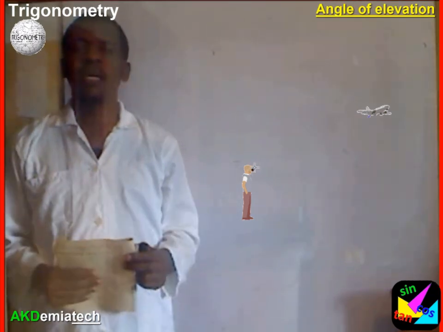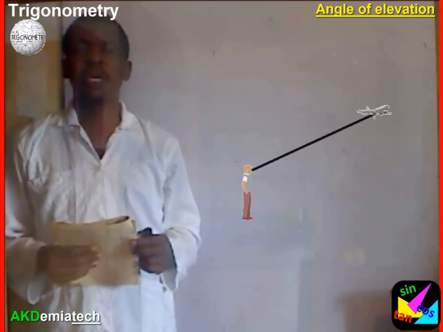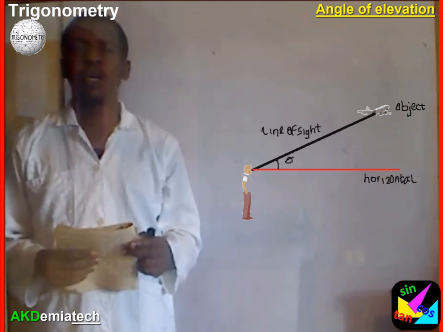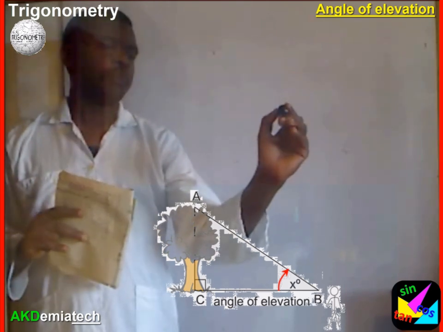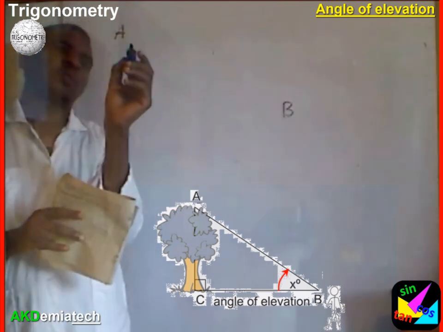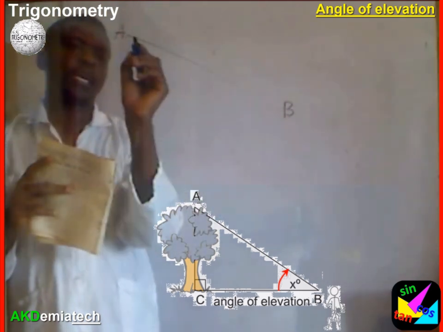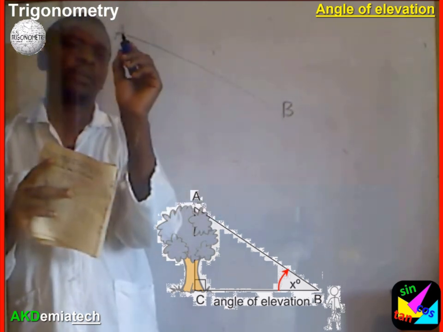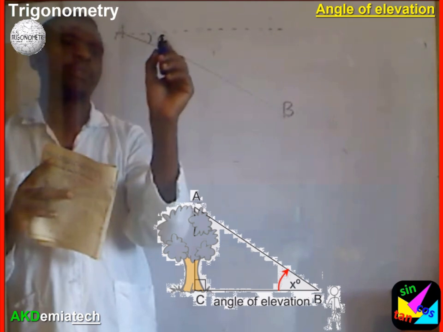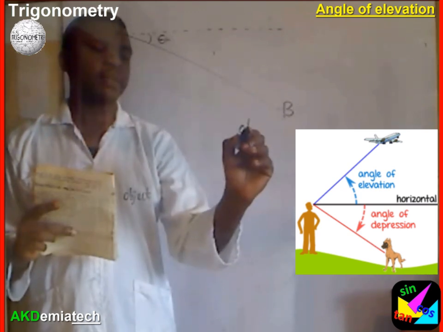Angle of elevation. The angle of elevation of an object A from an observer B who is below the level of A is the angle the line AB makes with the horizontal. So let's say we have B, and A is elevated, so this is our line. So the angle of elevation is the angle the line AB makes with the horizontal. So this is the angle of elevation. The object is lower than the observer.